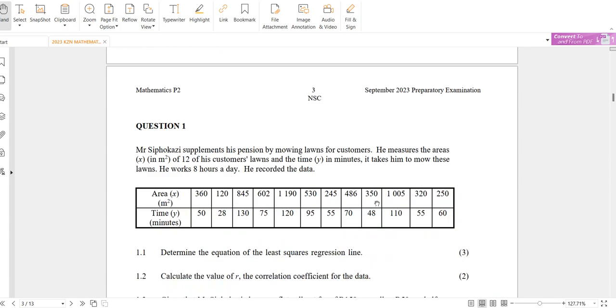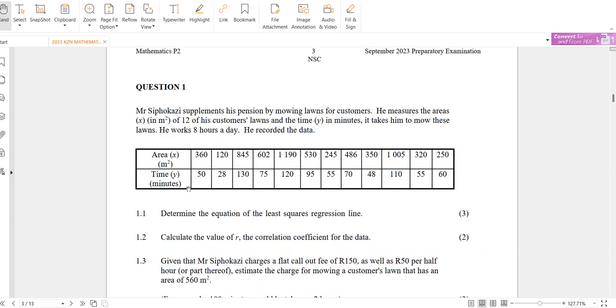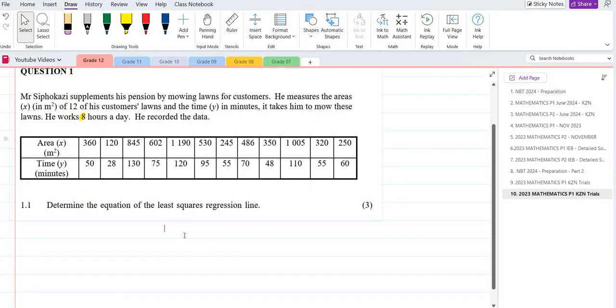Right, so we have question 1 here. Mr. Sipokazi supplements his pension by mowing lawns for customers. He measures the areas in meters squared of 12 of his customers' lawns and the time y in minutes it takes him to mow these lawns. He works 8 hours a day, right? He recorded the data. So these are the x values, these are the y values.